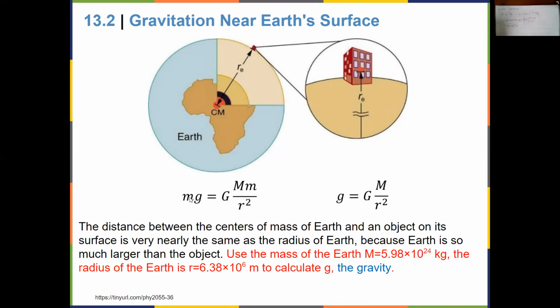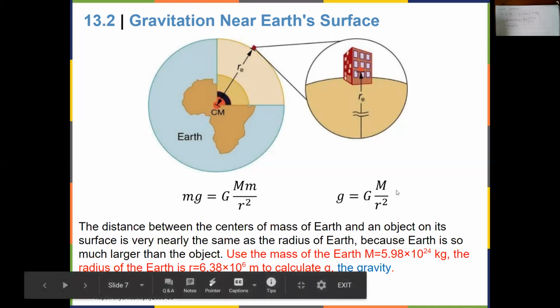Okay, so in this case, you can see small m will cancel out. So then g is equal to capital G capital M divided by r squared. So on the surface of the Earth, gravitational acceleration should be equal to G times the mass of the Earth divided by the radius of the Earth squared. We can actually use this equation to calculate the gravitational acceleration g.